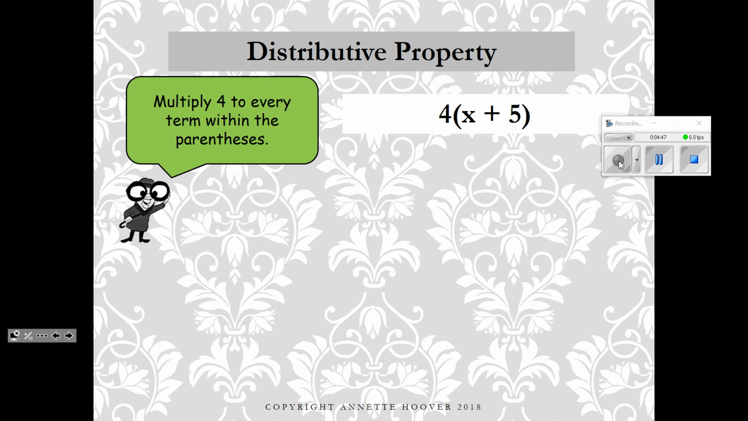Okay, now, this is why we learn this, because sometimes you have an unknown number called a variable, and you cannot do parentheses first. You can't add 5 to an unknown number, so we can use this technique.